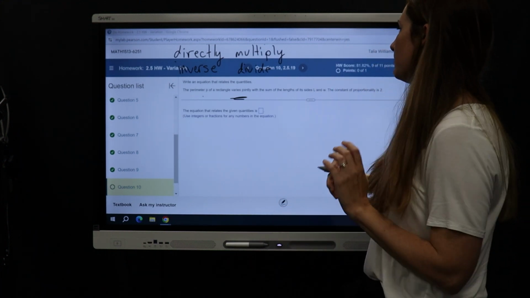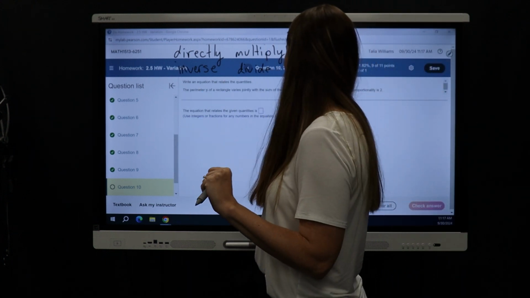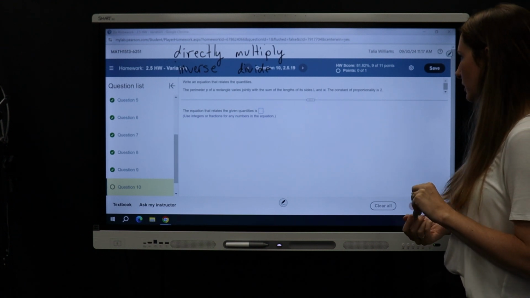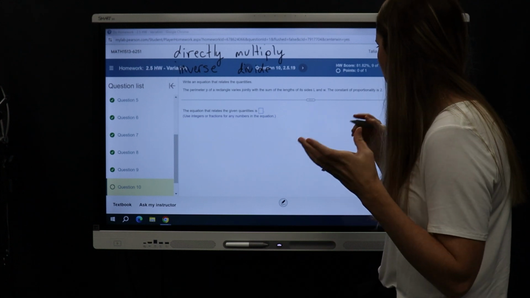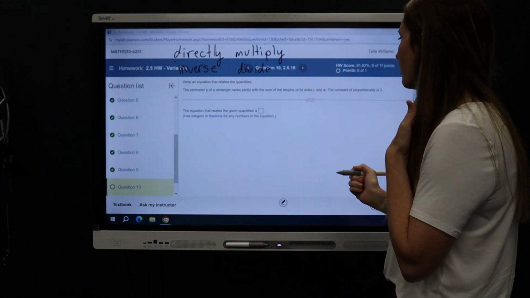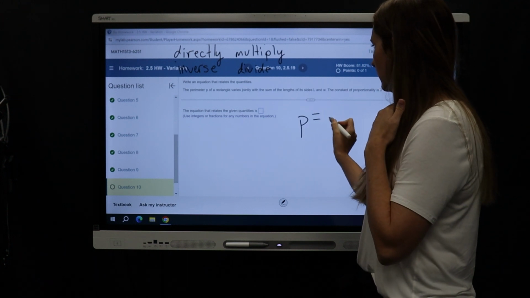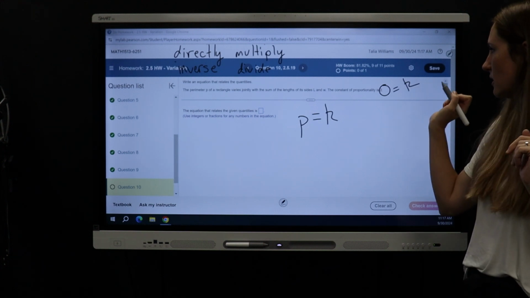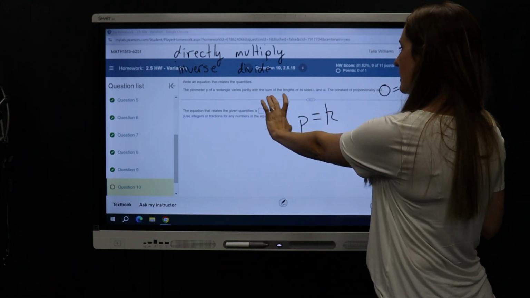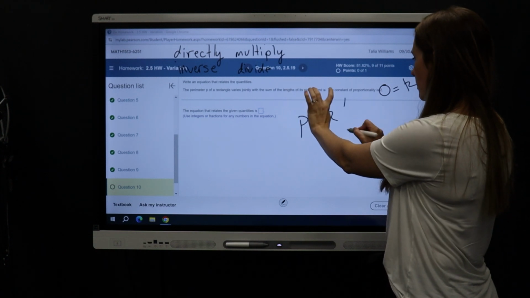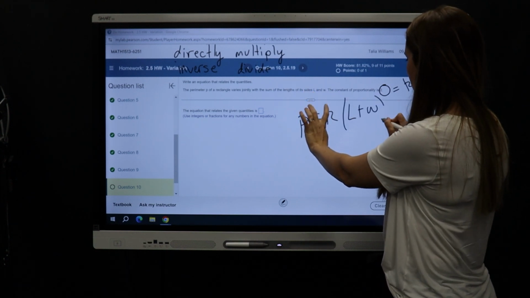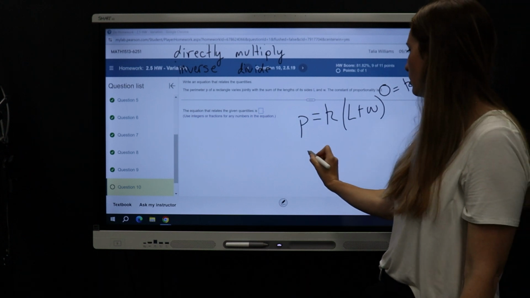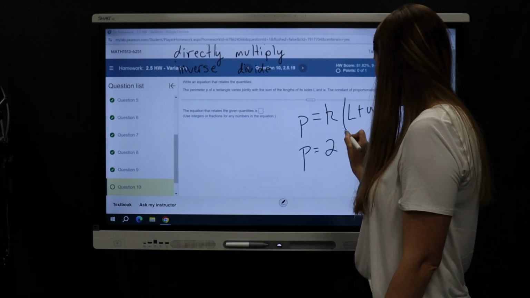Make sure we're not out of time. The perimeter P of a rectangle varies jointly with the sum of the lengths of its sides L and W. Jointly in this one means multiply as well. So perimeter P equals, we have a K, our constant of proportionality is here too. So we don't actually have to solve it. Varies jointly with the sum of the lengths of its sides L and W. And then they tell us right here that 2 is our constant of proportionality.